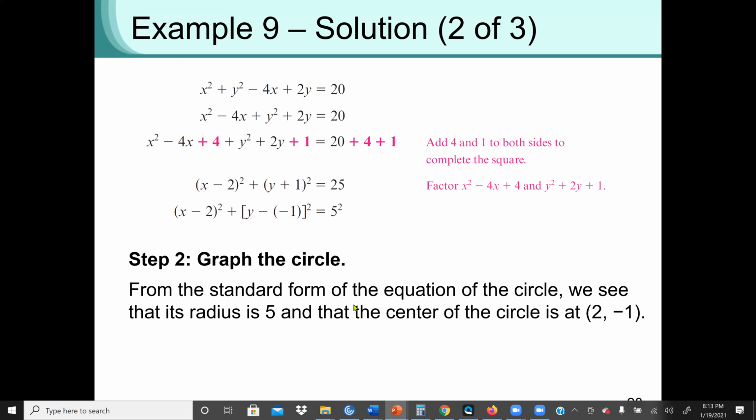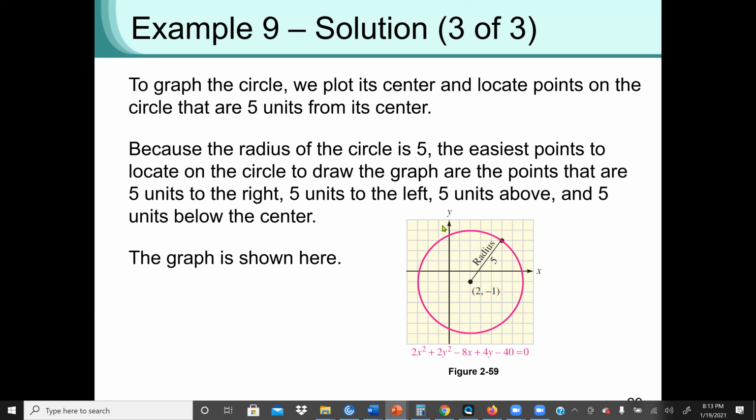So from the standard form of the equation of the circle, we see that its radius is 5 and the center of the circle is at 2 and negative 1. We get our graph book. 2 and negative 1 is here, negative 1 for y, 2 for x. And I will measure 5 from that point in any direction. Then I'll draw my arc. I stand at the center and draw the line, so anywhere from the center the radius should be 5 throughout.